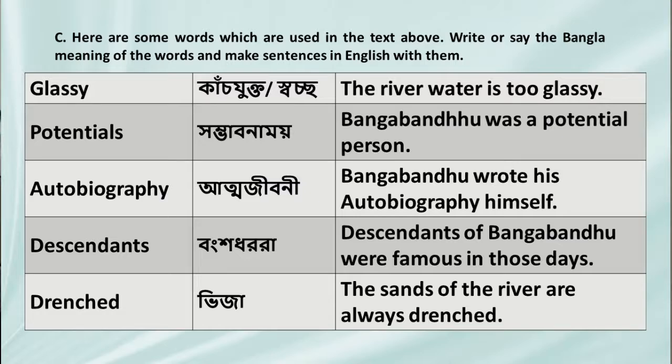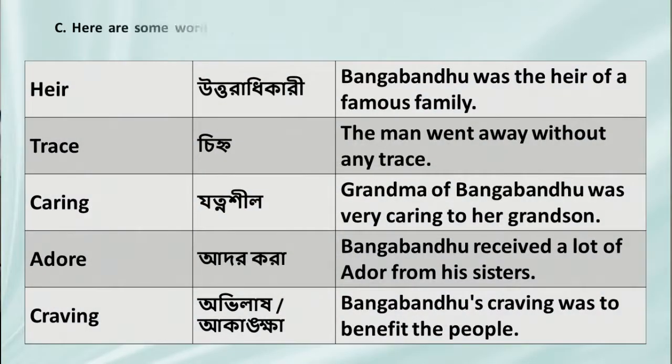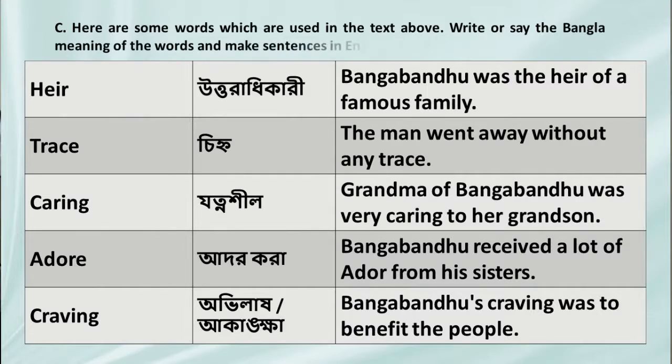Descendants. Descendants of Bangabandhu were famous in those days. Drenched. The sands of the river are always drenched. Heir. Bangabandhu was the heir of a famous family. Trace. The man went away without any trace.